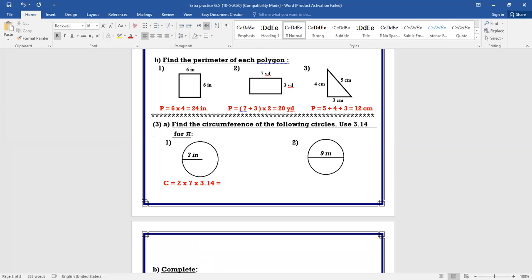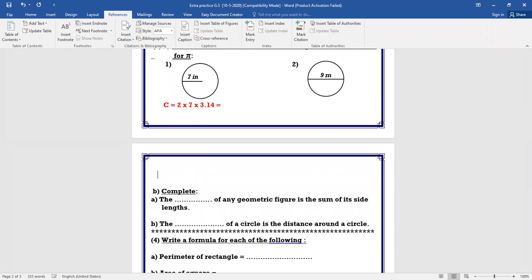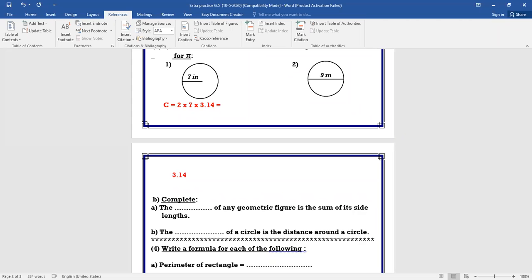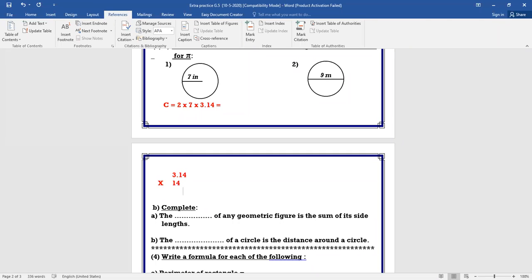Now we multiply 3.14 by 14. 4 multiplied by 4 equals 16. 6, carry 1. 4 multiplied by 1 equals 4, 4 plus 1 equals 5. Then 4 multiplied by 3 equals 12.